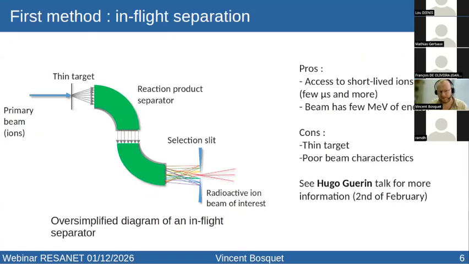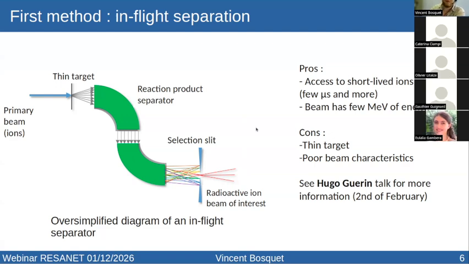There are two main methods to create a radioactive ion beam. The first one is the in-flight separation method. To do so, you use a primary beam made of ions and send these ions onto a thin target. The radioactive nuclei produced in the target will then leave this target and be separated using a magnetic and electric device. And then you end up with a radioactive ion beam of the nucleus of interest.